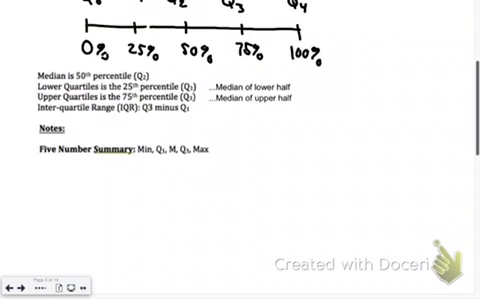When we're looking at the 5-number summary, it's just the minimum value in a set of data, Q1, which is the 25th percentile, the median, which is the 50th percentile, Q3, which is the 75th percentile, and then the maximum value in our set of data.